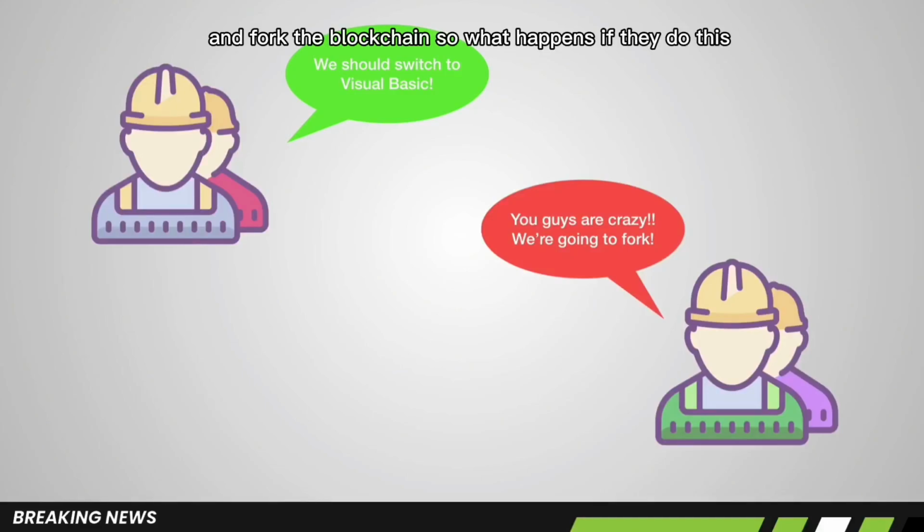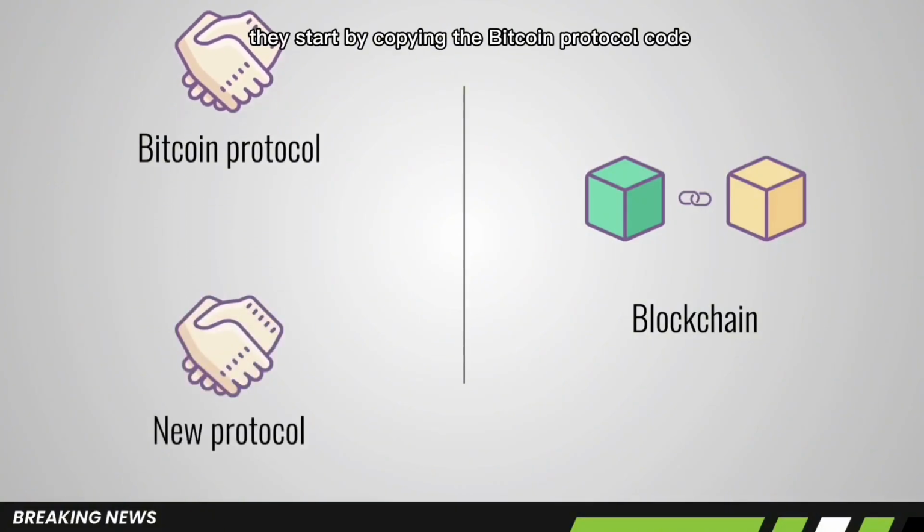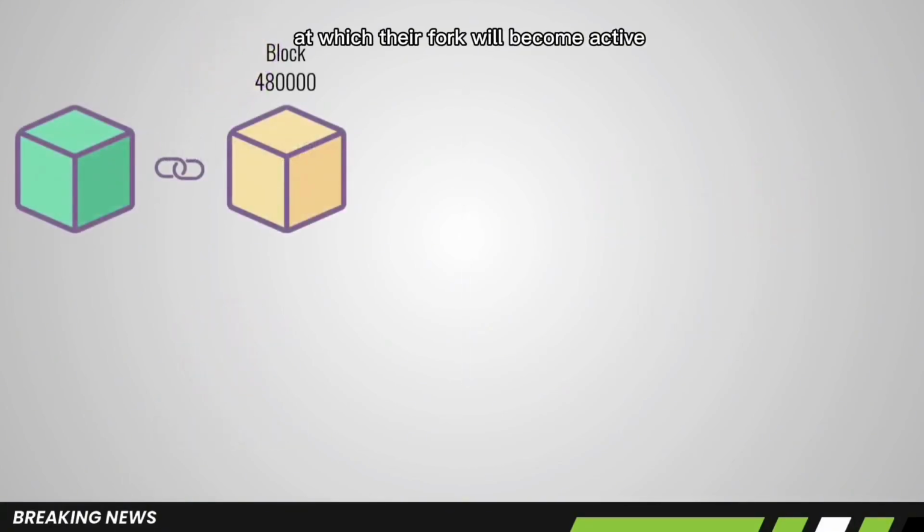So what happens if they do this? Well, Bitcoin consists of two big pieces, the Bitcoin protocol and the blockchain, which stores all the transactions that have ever happened. If they decide to create their own fork, they start by copying the Bitcoin protocol code and start making their changes. They can do this because Bitcoin is completely open source. After they have implemented their desired changes, they define a point in time at which their fork will become active. This is done by specifying a block number.